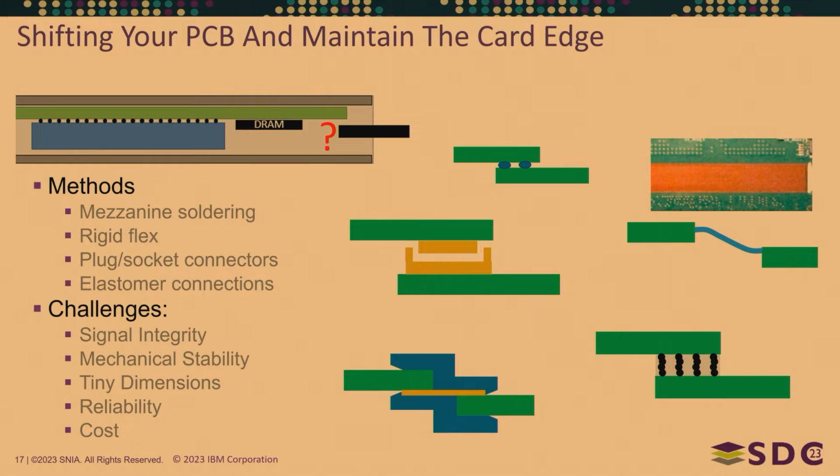So you can shift your PCB. How do you mitigate that? You have to have the connector there. You could solder, board-to-board soldering. You could go with the rigid flex like we have in our current design. You could do some sort of a plug and socket and have multiple boards plug into each other like you might find in your cell phone. You can use an elastomeric connection. All of these cause even more problems.